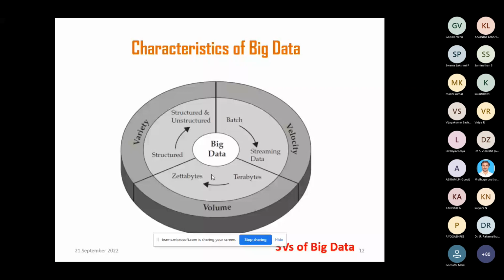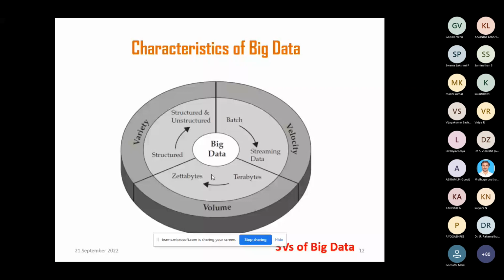Another one refers to velocity, the speed at which data is being generated. This data may vary from small batch processing to streaming data, live streaming data, whichever is generated. Now, your resource should be capable of handling the speed at which the data is being generated.